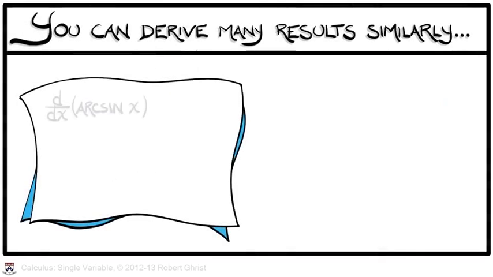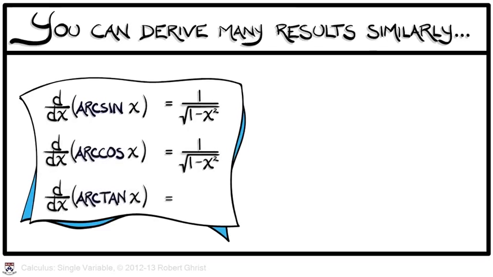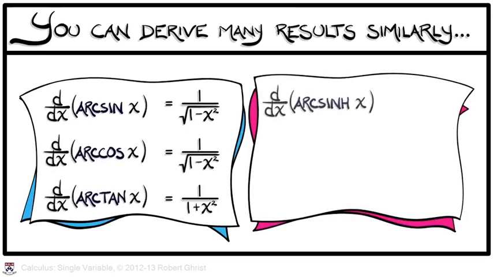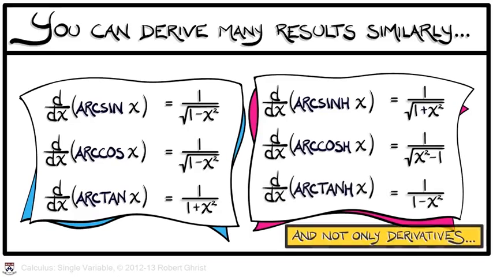You can derive many other similar results using this same principle. You can compute the derivative of arccosine, of arctangent. You can even compute the derivatives of the inverses to the hyperbolic trig functions: arcsinh, arccosh, and arctanh. And it's not only derivatives that one can compute using these methods. Operators are very versatile and helpful across mathematics.